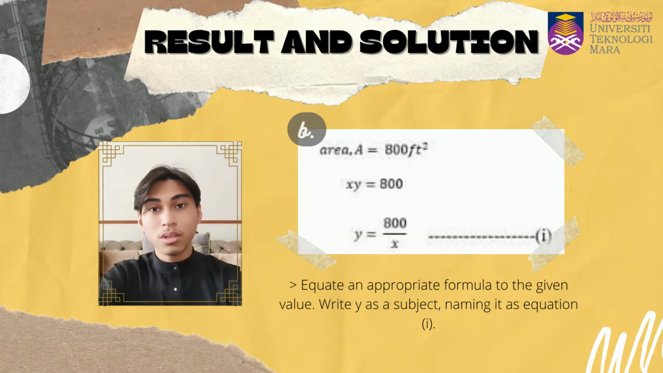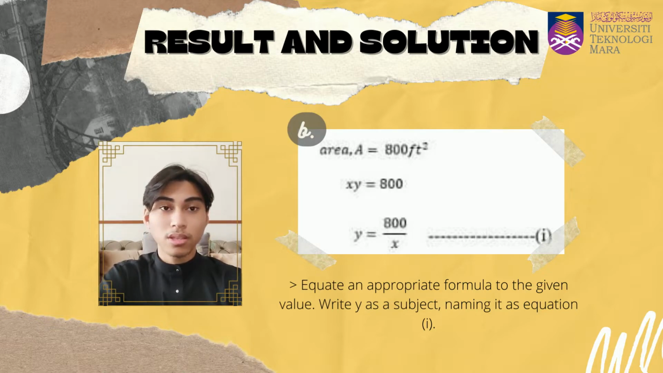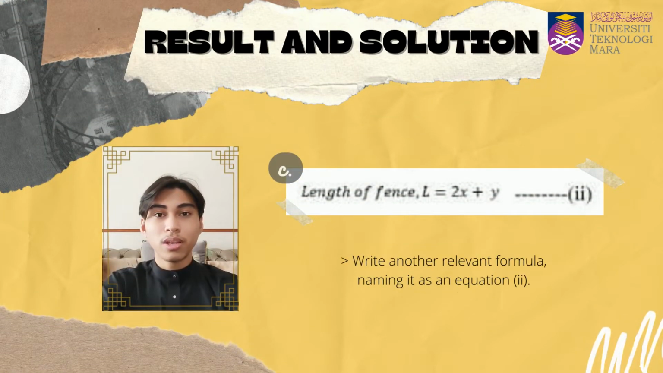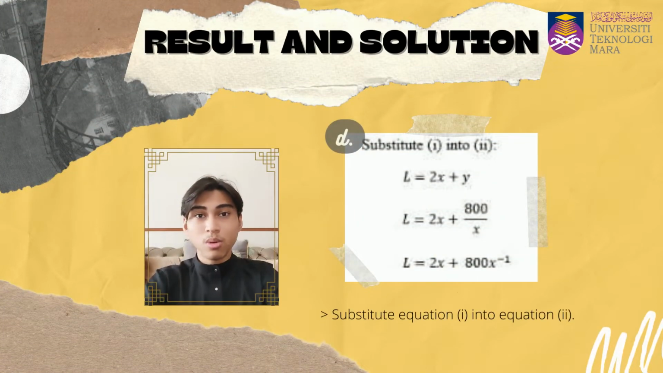From the question, the given area of the showroom is 800 square feet. So, we can write an equation for the area, which is x times y equals 800 square feet. Then, we will write y as the subject by bringing x to the right side and label it as equation 1. For step C, we need to write another relevant formula. In this case, we can write a formula for length of fence, which is 2x plus y. Then we name it equation 2. Moving on to step D, we have to substitute equation 1 into equation 2.